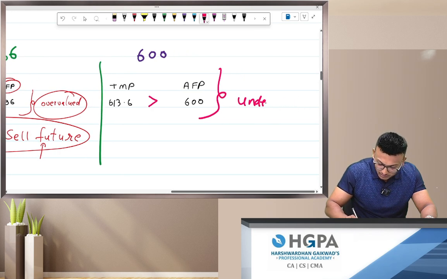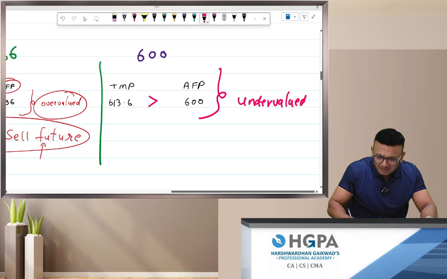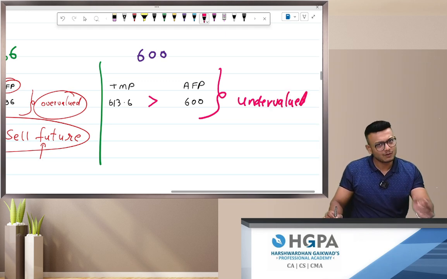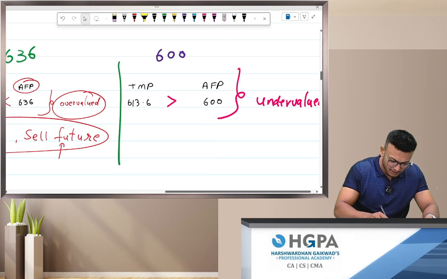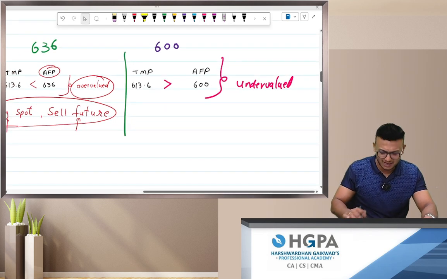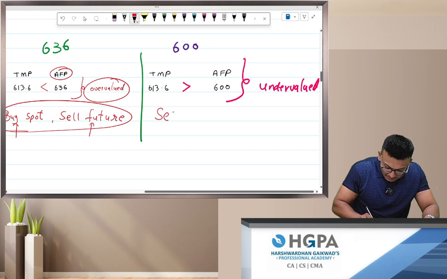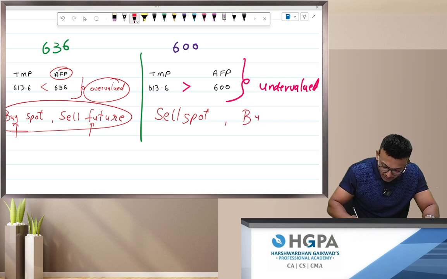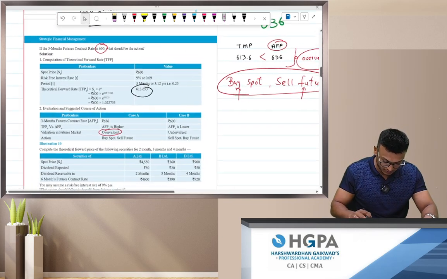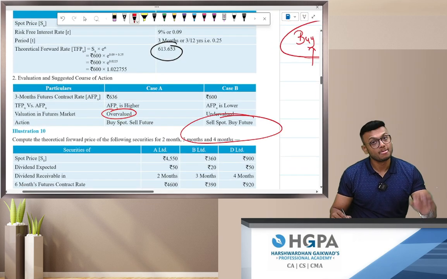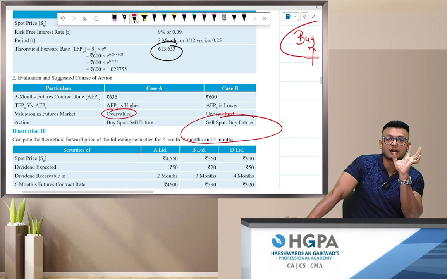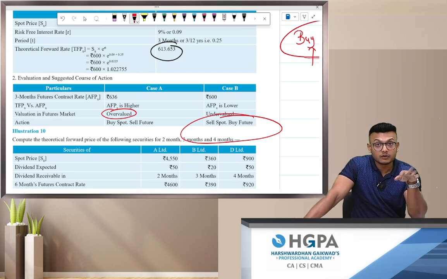Once again, write it properly. Undervalued. Keep it very simple, boss. अगर वो कम है ना ये future price तो undervalued है. ज़्यादा तो overvalued खत्म हो गया. If it is undervalued, what will you do? अरे इसका उल्टा करने का. Sell spot and buy future. This is what you get over here. Sell spot and buy future. Standard pattern if it is undervalued. This is what you do. This is the second concept.